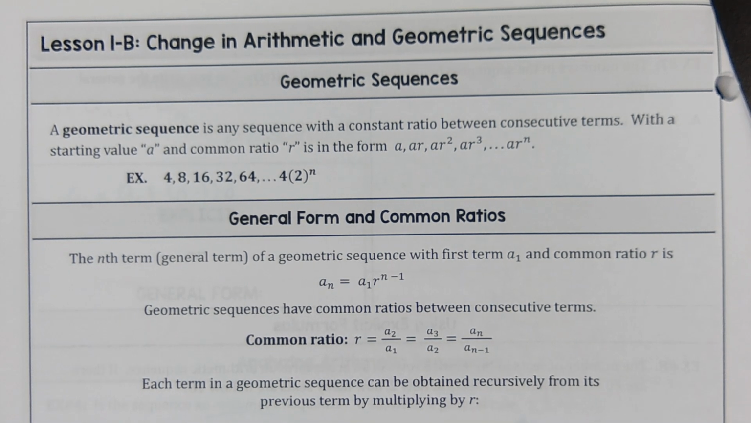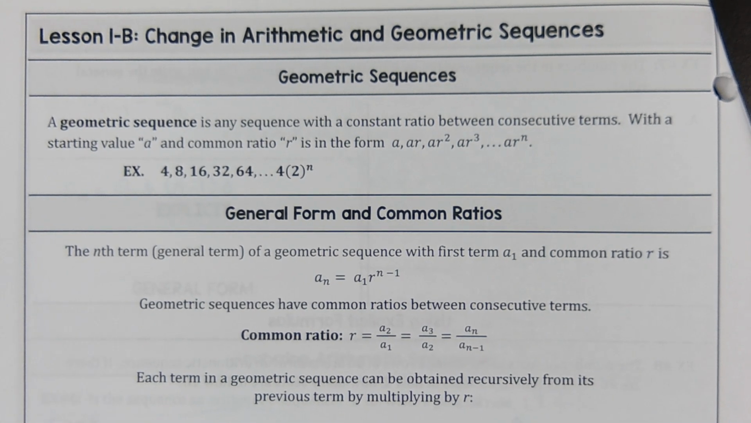Okay, nerds, Unit 2.1b, the back half of change in arithmetic and geometric sequences. We've already started this stuff. We did it on Friday, the day after Halloween, so many of you were absent. It was quite the quiet day.